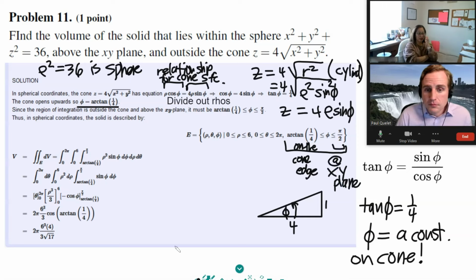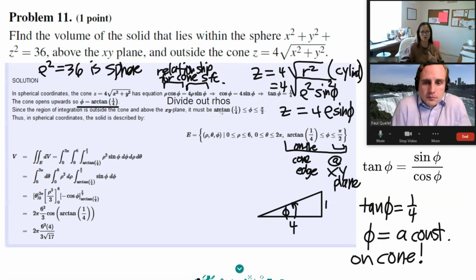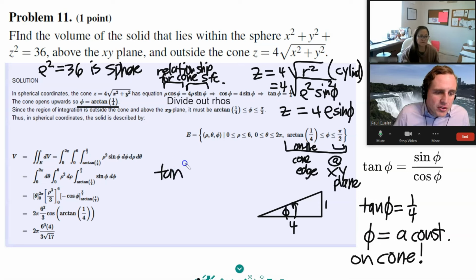For example, if my cone equation would be c equal 8 the square root of x to the power of 2 plus y to the power of 2, right? Yeah, right here in the first place. So then my tangent would be 1 over 8? Yep. Inverse tangent of 1/4. Okay. Let's think about what that looks like.